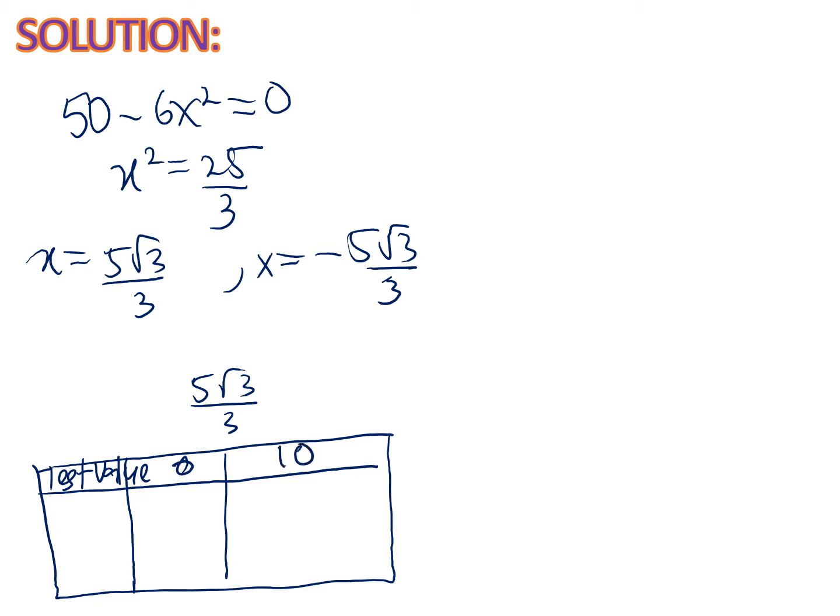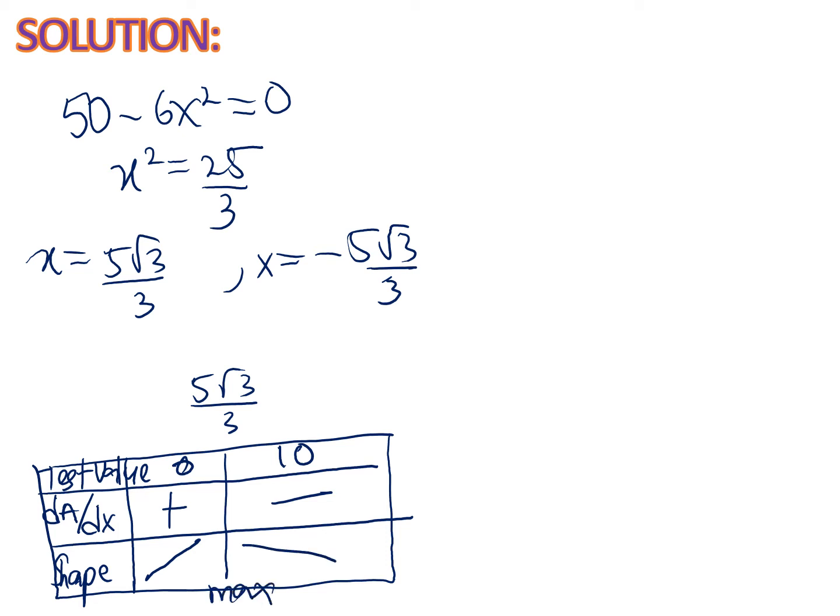Then we substitute into our first derivative, which is dA per dx. We substitute, and we will have positive here and negative here. The shape for positive then negative is like this. So that means here is a maximum. Is that correct? Area is maximum?